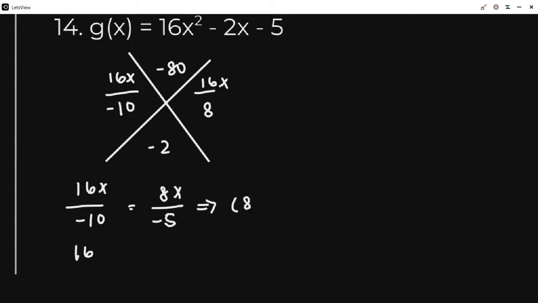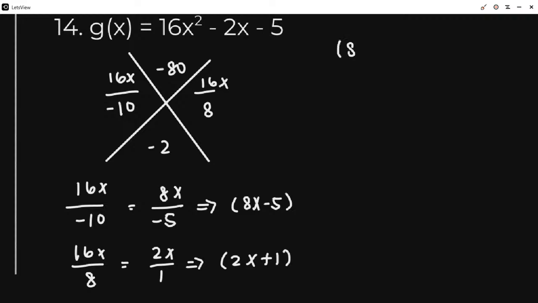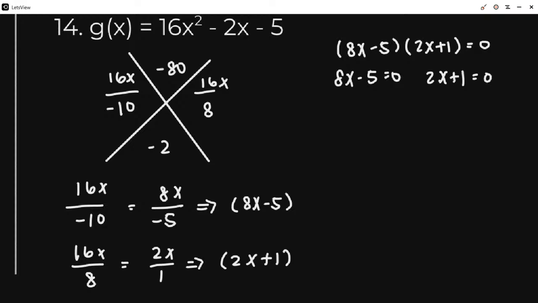And that becomes 8x minus 5. And 16x over 8, that simplifies to 2x over 1, which becomes 2x plus 1. Okay, so we have 8x minus 5 times 2x plus 1. That's our intercept form. And we're going to set it equal to 0, and that's how we can find the zeros. So 8x minus 5 equals 0, and 2x plus 1 equals 0.